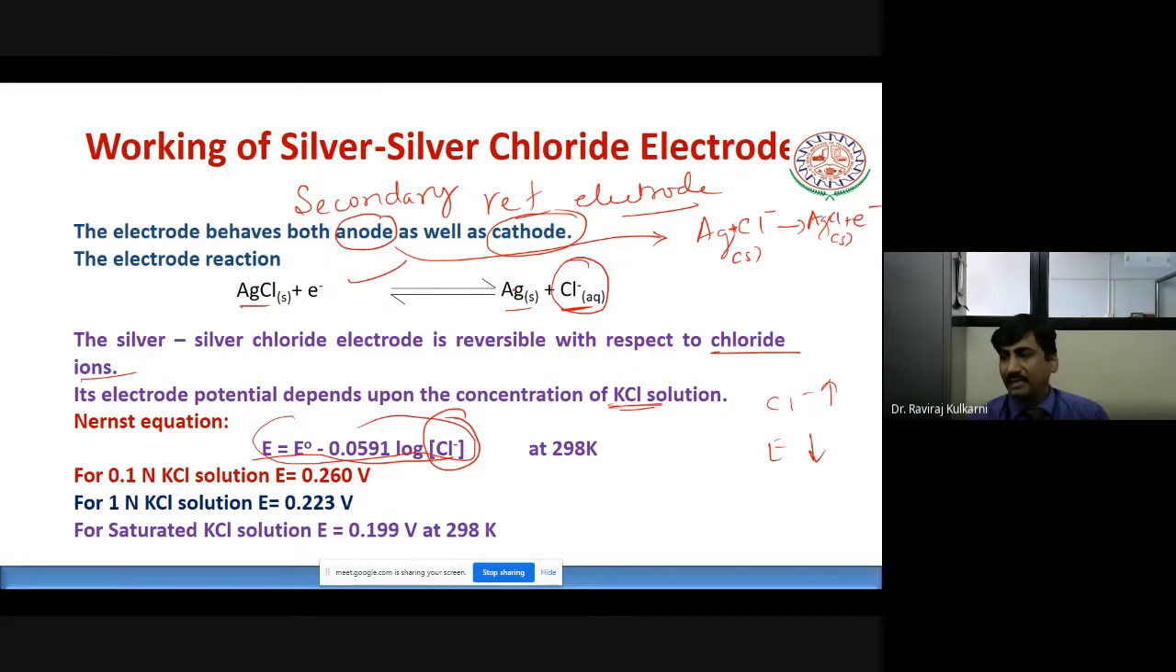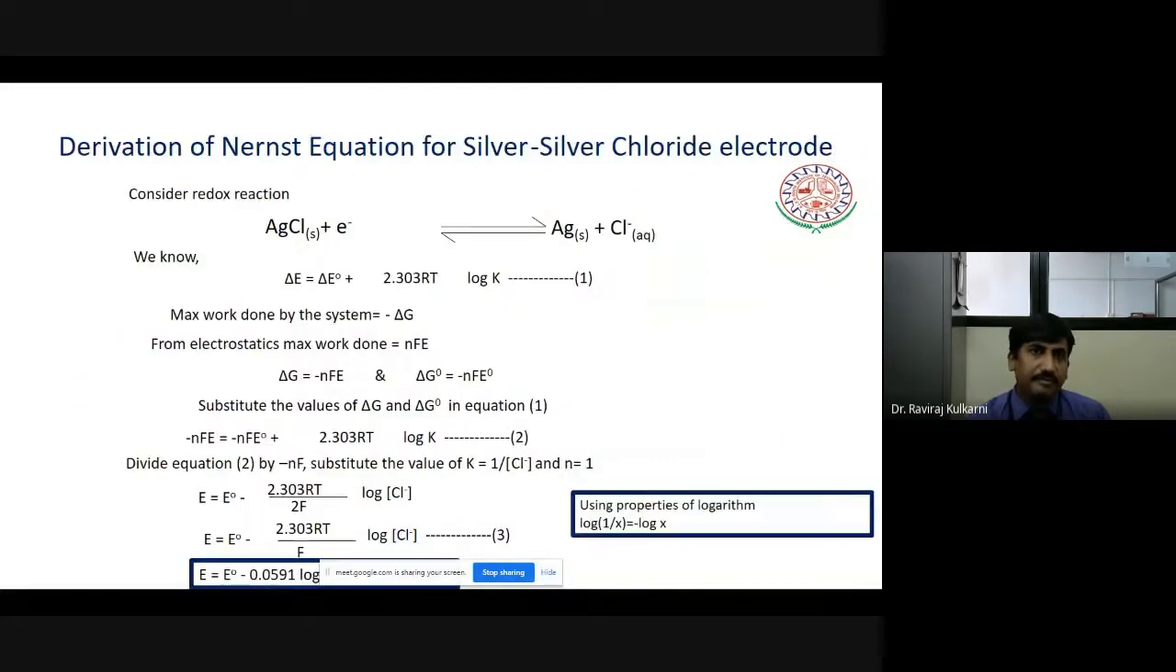Okay, so what do you get? For 0.1 N KCl, its electrode potential is 0.260 volt. For 1 N KCl, it is 0.223 volt. For saturated KCl solution, it is 0.199 volt. You can derive the Nernst equation. What finally you get? The same, right?